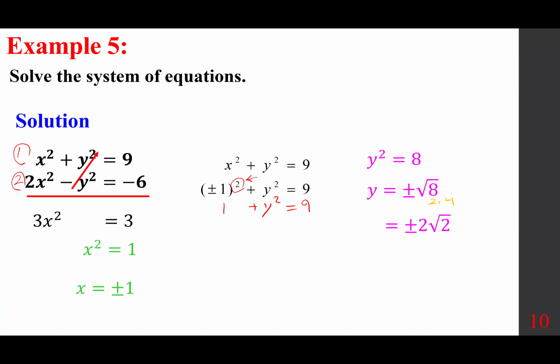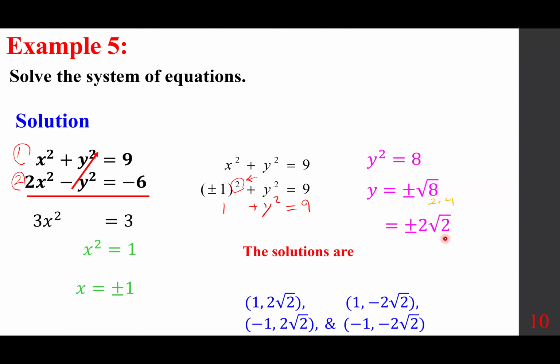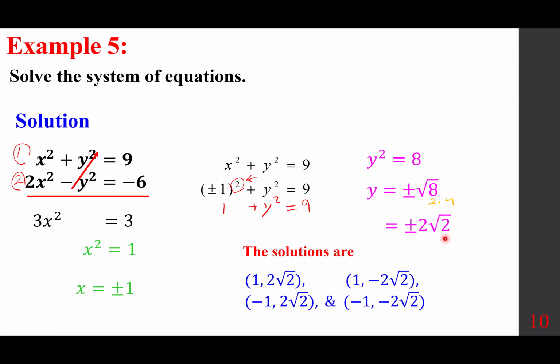How do you write them? Positive 1 with positive 2 square root of 2. Positive 1 with negative 2 square root of 2. Negative 1 with positive 2 square root of 2, and negative 1 with negative 2 square root of 2. That results in the following 4 solutions. And you must check.